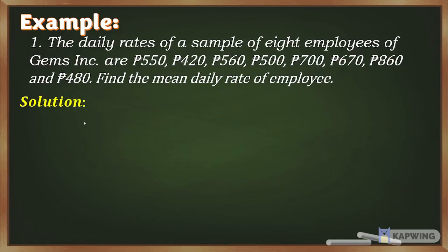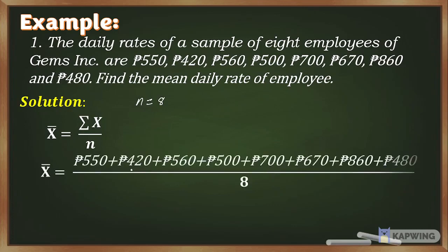For our solution, first, alamin muna natin yung number of N natin. So, ang N natin is, we have here 8 values para sa ating observation. 1, 2, 3, 4, 5, 6, 7, 8. So, ang ating N is 8. We can now solve using the formula X bar is equal to summation of X over N. So, substitute lang natin yung mga value ni X at i-add natin sila at saka natin sila i-divide sa number of N which is 8.